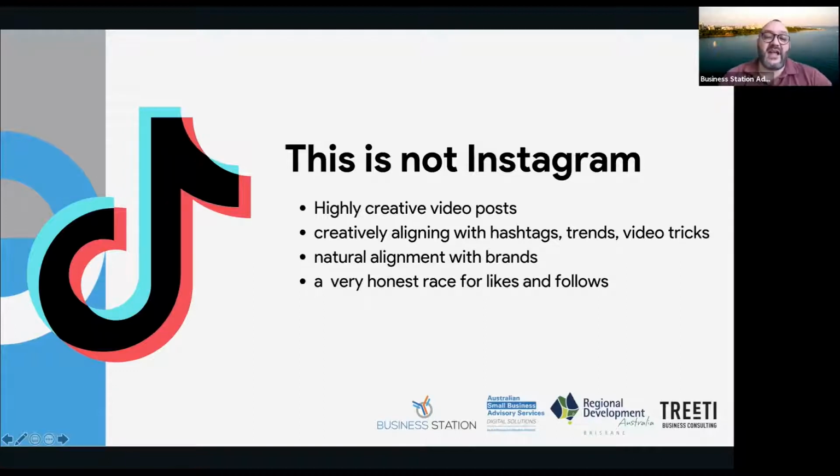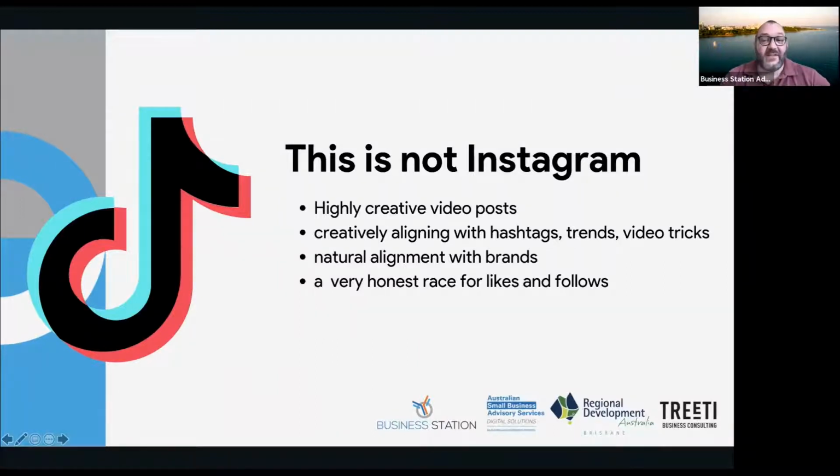So there's a very natural alignment with the brands that seem to align also with authenticity, sincerity, doing what they say they'll do, being who they are, not selling out. So you'll see that a lot of these brands that do very well also have people just naturally aligning themselves with that brand on the platform. It's a very honest race for likes and follows.